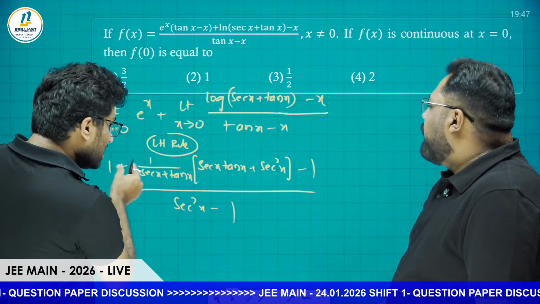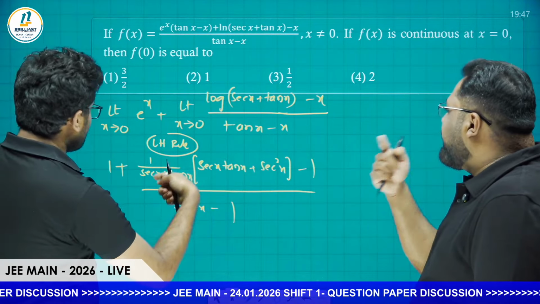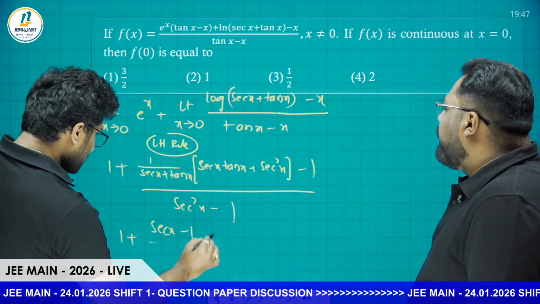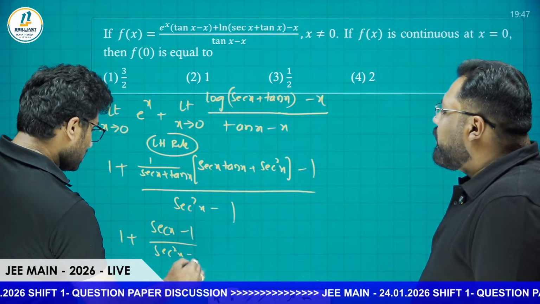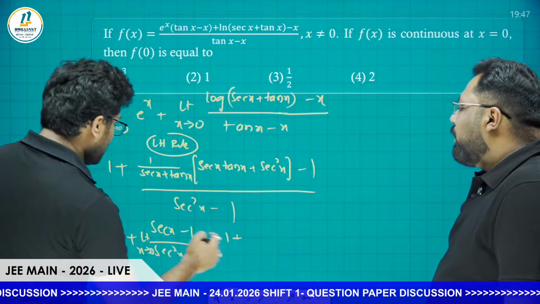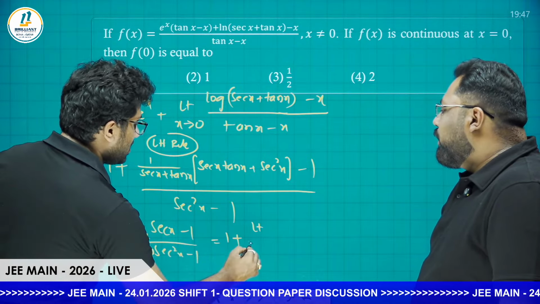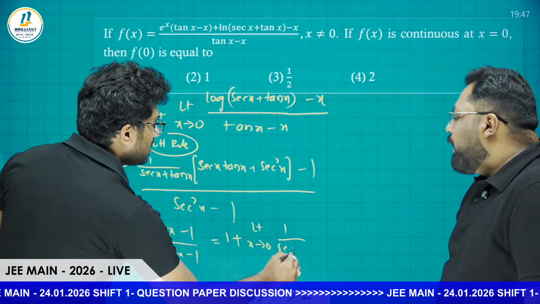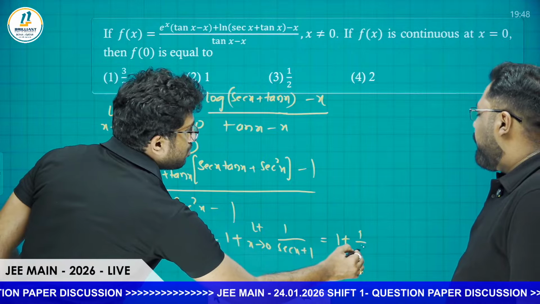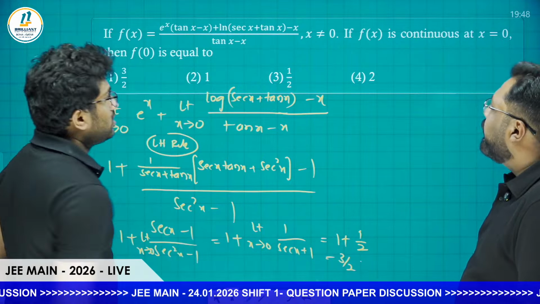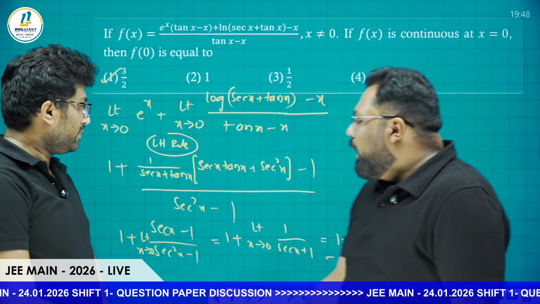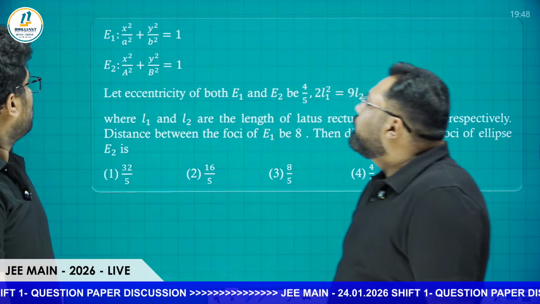If I take secant x common, you will get secant x plus tan x, which will cancel. We will be getting secant squared x minus 1 divided by secant squared x minus 1, and secant x minus 1 cancels. Limit as x tends to 0 of 1 by secant x plus 1. Put 0: secant 0 is 1, so 1 plus 1 by 2, which equals 3 by 2. 3 by 2 is the answer. A simple question, direct L'Hospital's rule only.